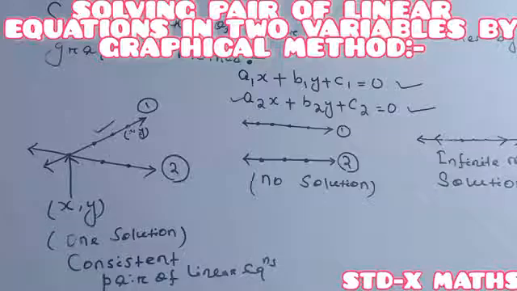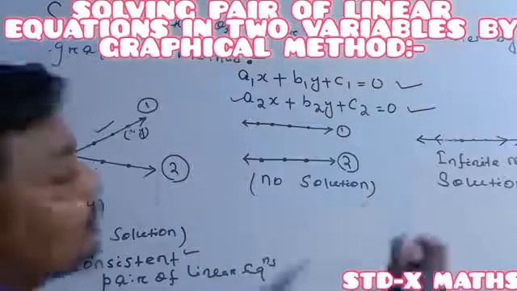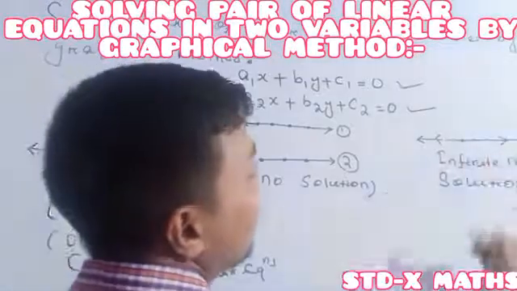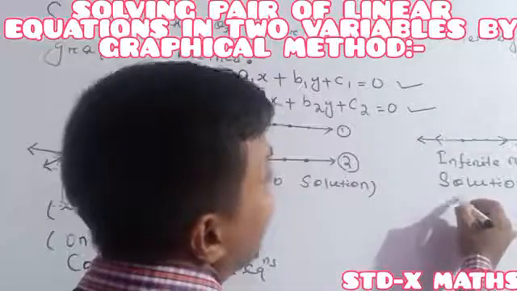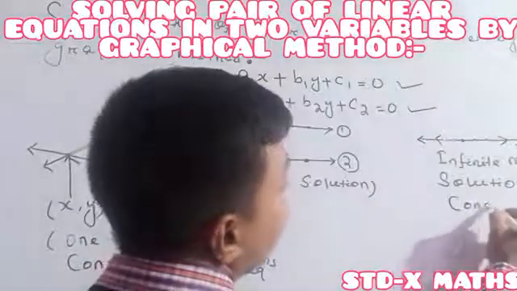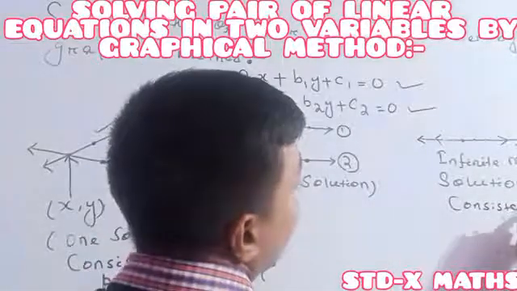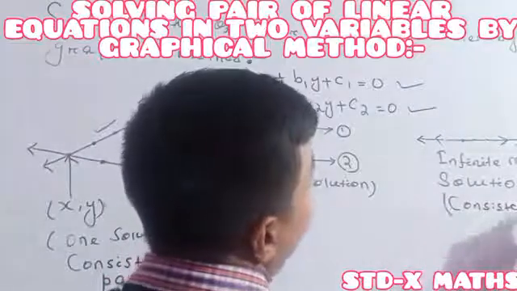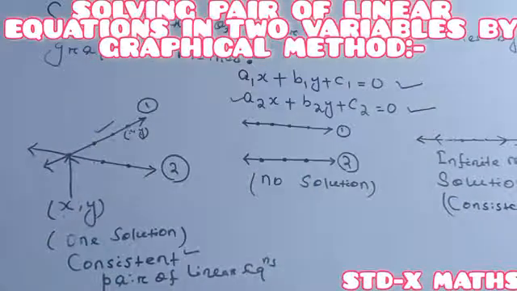Why is it called consistent? Consistent means in Odia it is called sumera. Sumera means intersect perfectly. Understood or not understood? And as here the lines also intersect with one another, this is also called consistent. This is called consistent. Also this is called consistent.